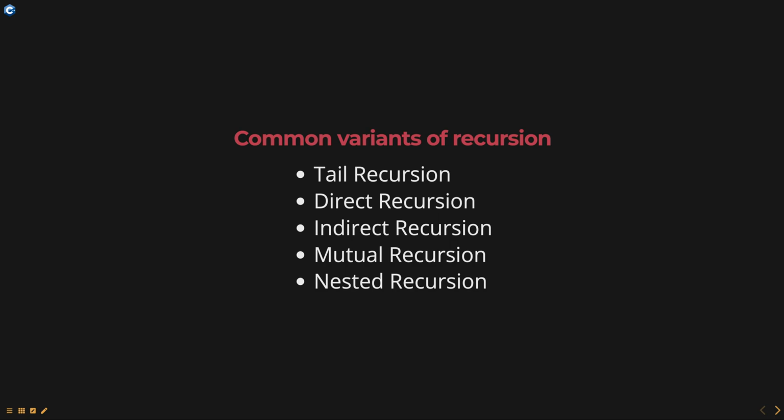Tail recursion. This is a special type of recursion where the recursive call is the last statement in the function. In tail recursion, the compiler can optimize the code by reusing the current stack frame rather than creating a new one for each recursive call. This makes tail recursion more efficient than regular recursion.